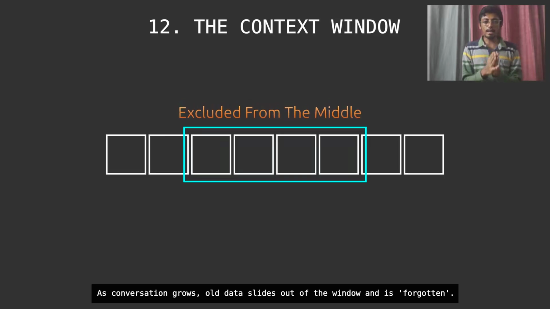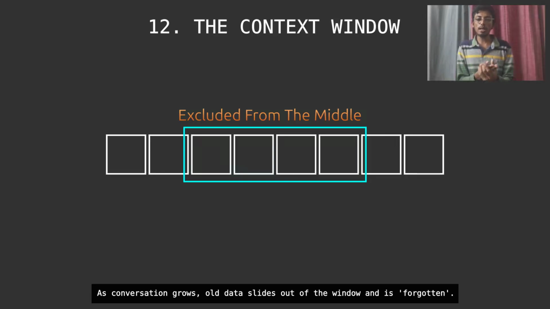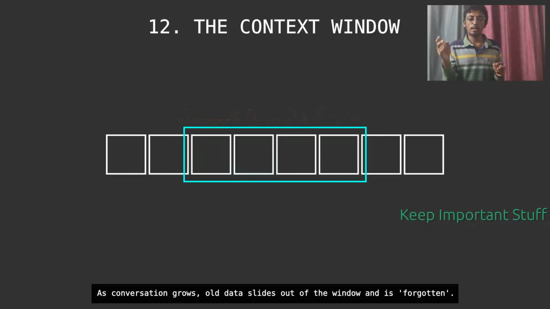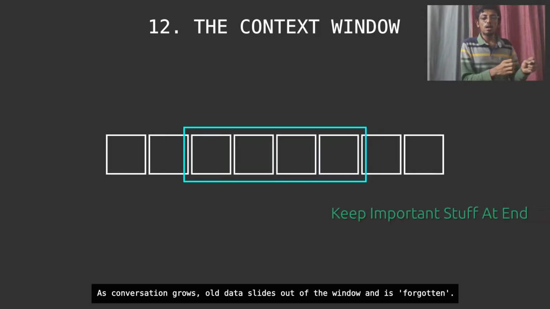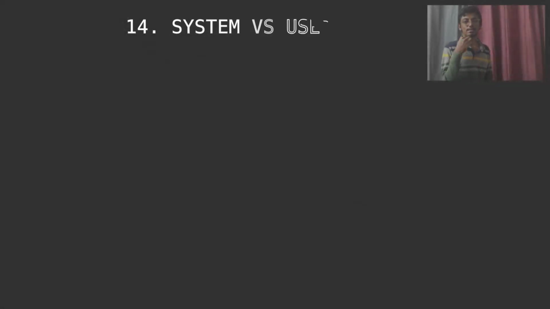They are statistically biased to pay more attention to the very beginning and the very end of the context window. If you bury your most important data in the middle of a massive 50-page document, the attention mechanism might gloss over it. And if you want results, keep your most vital clues at the very end of the prompt, or right before the AI starts its prediction.